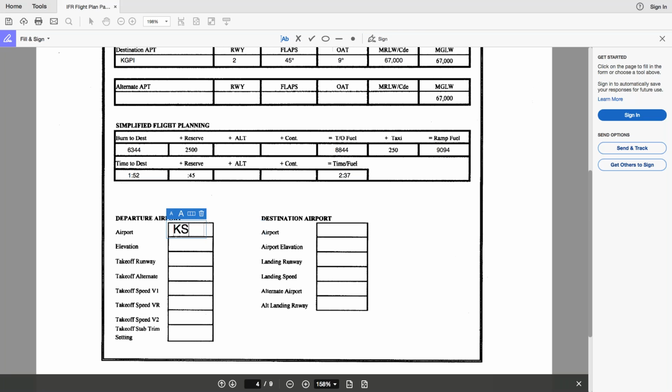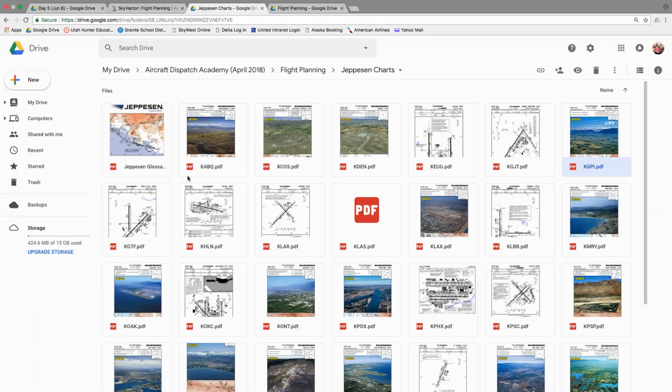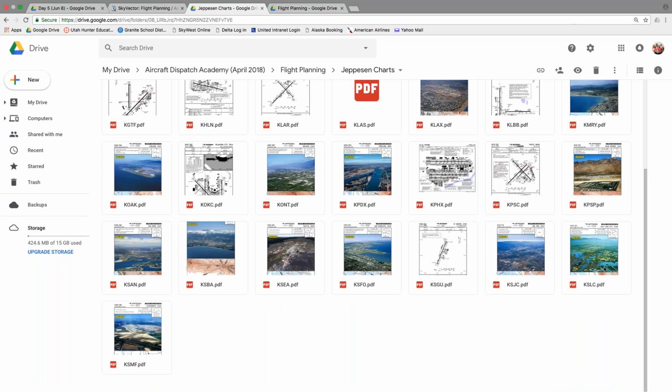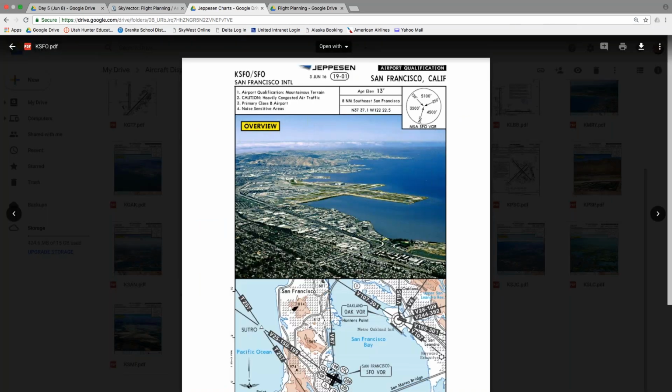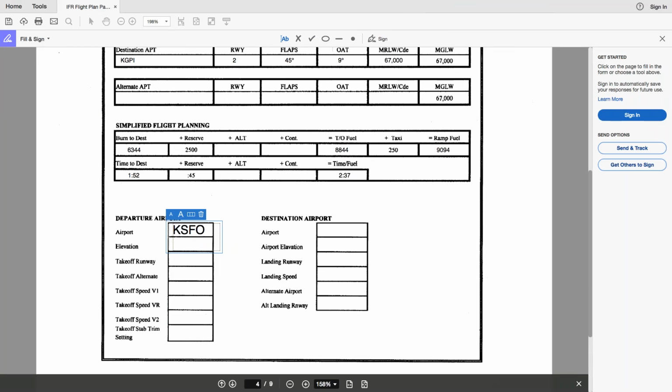Okay. KSFO. Elevation. Let's figure out the actual elevation. Didn't we say 15? 13 feet. 13. You're fine. Takeoff runway 28 left. No takeoff alternate. Okay, now we got this little thing that we got to deal with called V1, V2, VR.